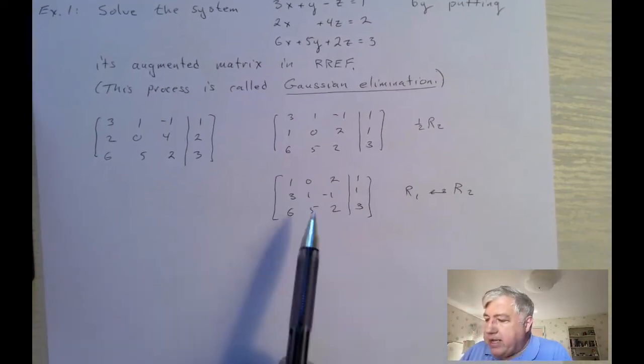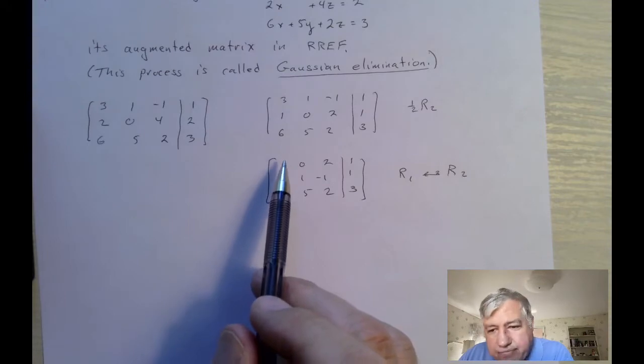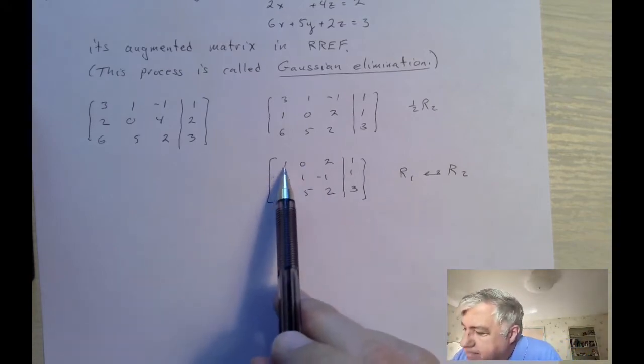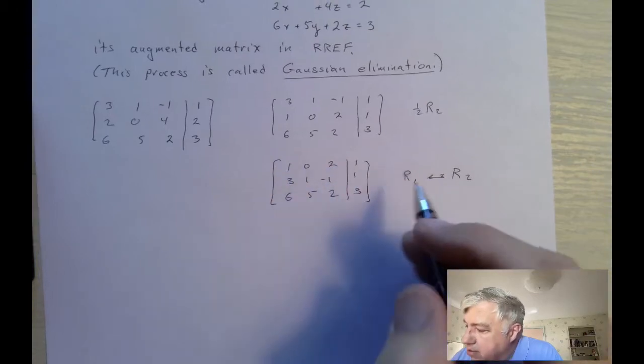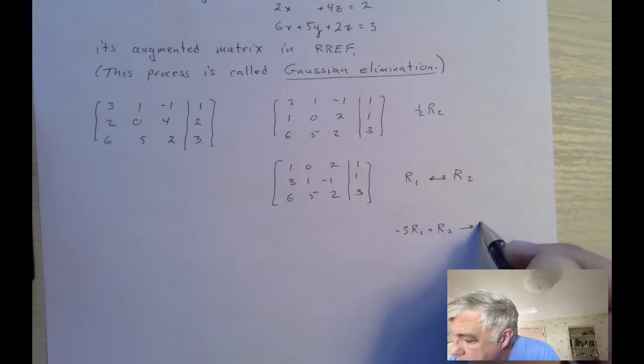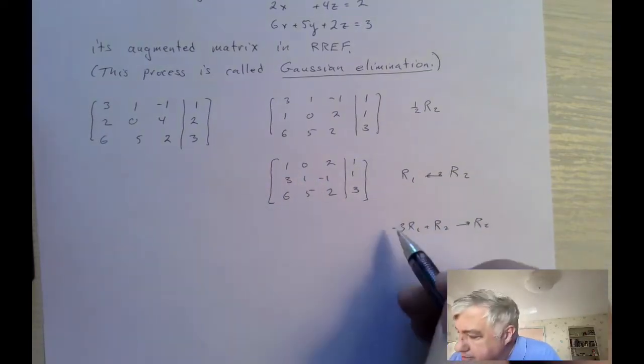Okay, and now we can see we have this as a 1. The next thing after you get a 1 here is you want to clear out all the other entries in its column and make them 0. We can do that by multiplying this first row by -3 and adding it to the second row. And we can also multiply this first row by -6 and add it to the third row.